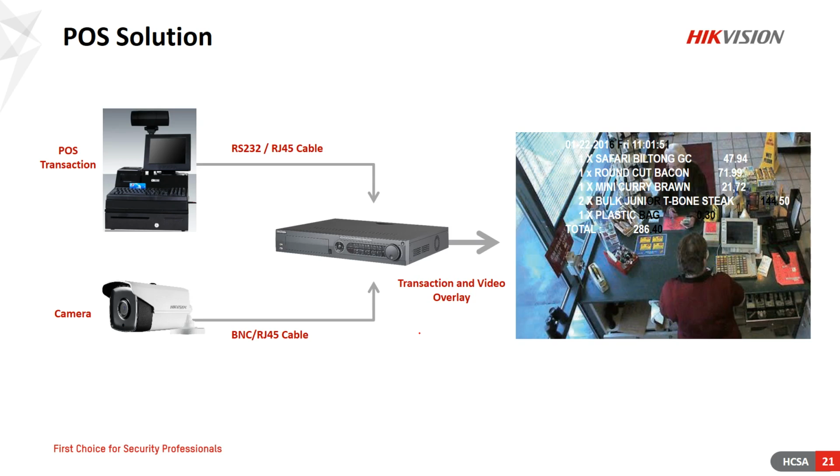And let's talk about the host function. So the host function means some of the DVR can support accessing a host machine. The host machine is going to transmit host transaction records to the DVR by the RS232 serial transmission cable or the network cable, RJ45 cable. So on the live view of the camera, the transaction record can be overlaid on the video.